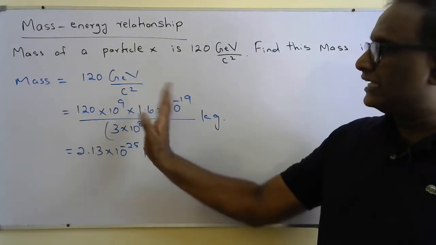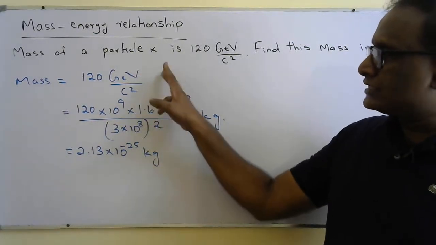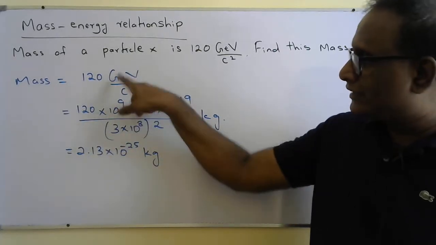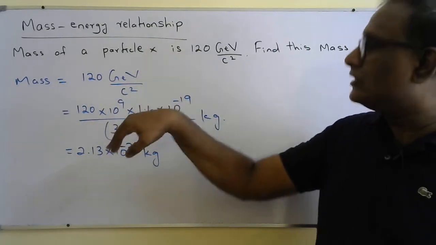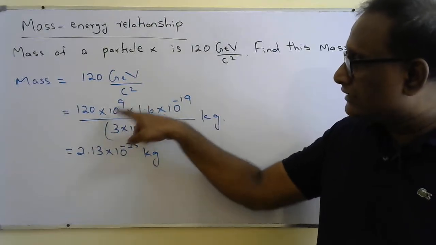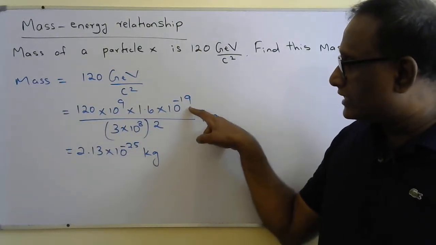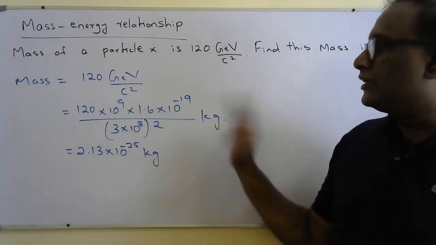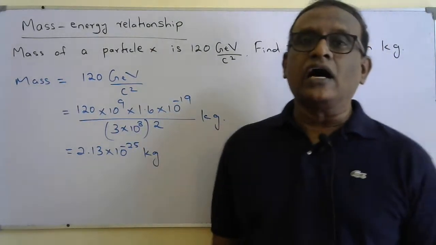So that is easy, actually, converting giga electron volt over C squared. If it is a mega electron volt over C squared, it is 120 × 10 to the power 6. Whatever the unit they are giving, convert to electron volt. Then to convert electron volt to joule, multiply by 1.6 × 10 to the minus 19, over C squared, (3 × 10 to the power 8) all squared. Solve it, and you will automatically get the answer in kilograms.